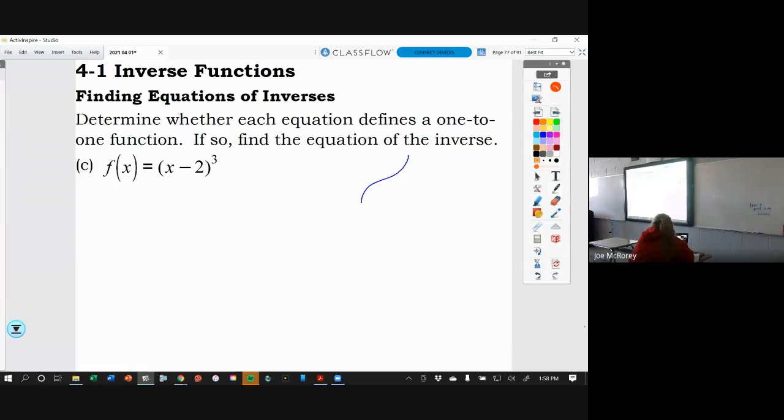Wait, I thought it was down. No, it's on the outside. That would be out here. Yeah, it has to be, because it's in the parentheses. Anything in the parentheses is the opposite of what you think. Back to the problem.